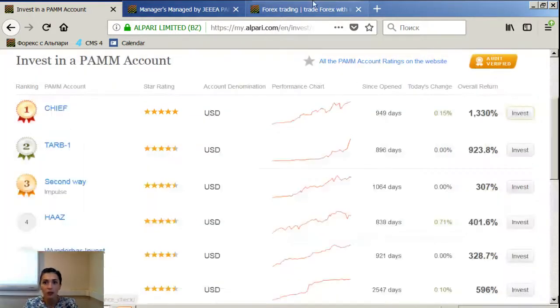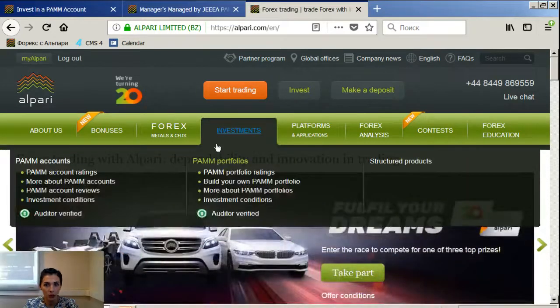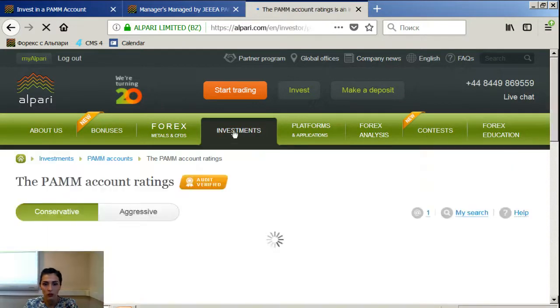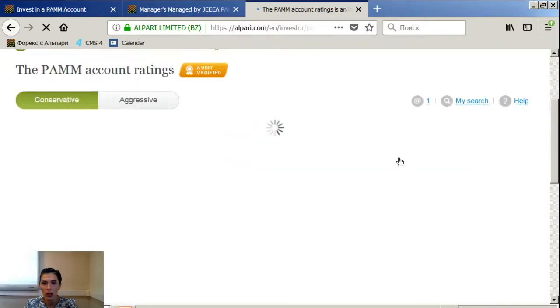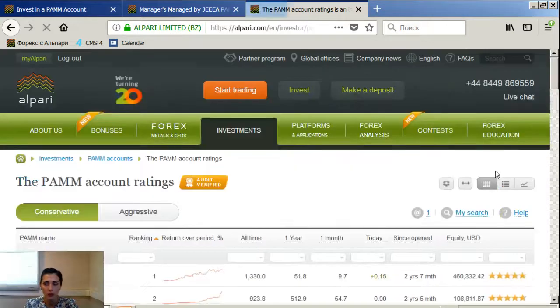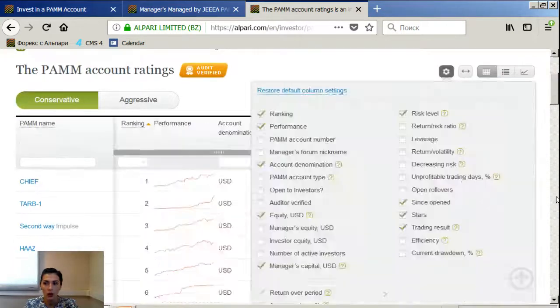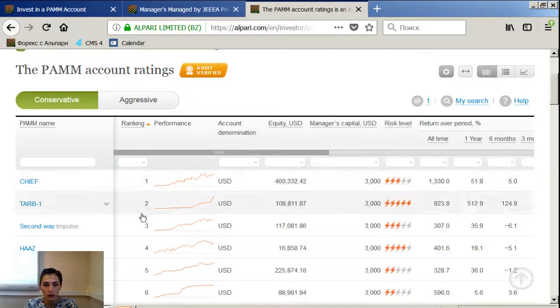Okay, if you invest through the company website, you should open the investment tab, PAMM account ratings. Here you can see more information than in Alpari, because here you can open the parameters. You can sort the PAMM account ratings based on these parameters. I'll show now how to do this.